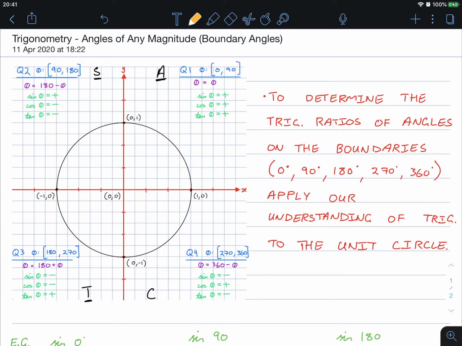In this video we'll be looking at boundary angles. To determine the trig ratios of angles on the boundaries, the boundary angles, by the way, are referring to angles of, here, let me demonstrate it here.